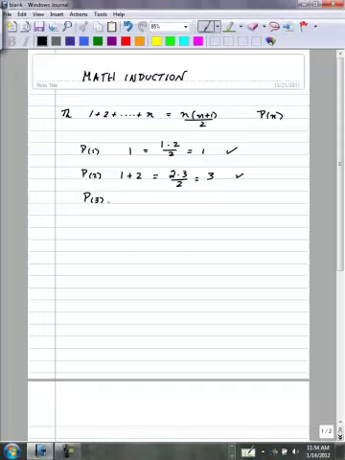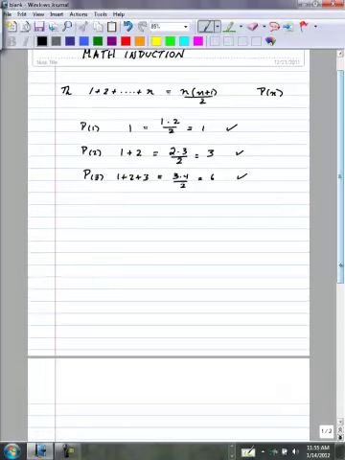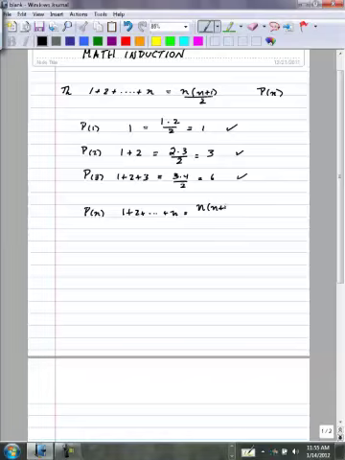One more, P of 3 would be 1 plus 2 plus 3, which of course we know is 6. Does the formula give it to us? Sure, because that's 3 times 4, the last integer 3 times the next one, divided by 2, and that gives us 6. So far, so good. This is looking promising. And of course we can't do this for all values of n. What we want to do is prove the statement in general. So again, P of n would be 1 plus 2 plus ... plus n equals n times n plus 1 over 2. That's what we're trying to prove.